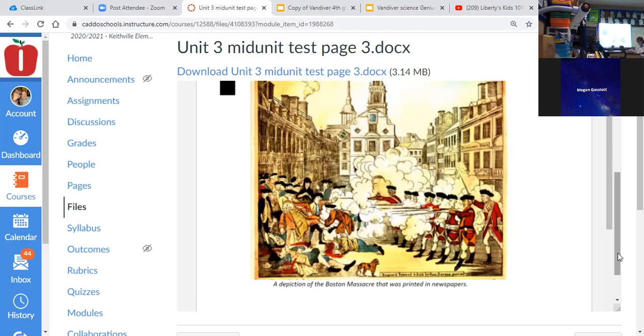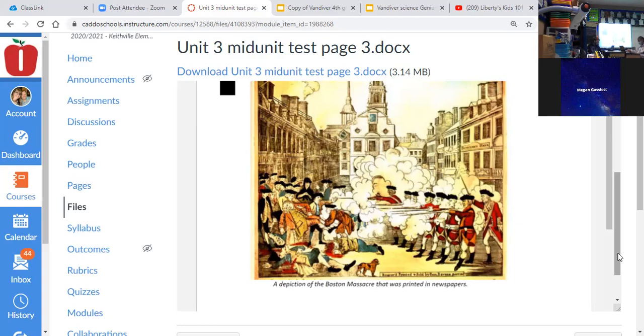Because he wanted to make it look like they were stronger. No, he wanted to turn people against the British. Look at that picture. It looks like the British are just slaughtering the American colonists, doesn't it? So he made it look bad on the British. He made it look like the British were just out to wipe out the colonists. Isn't that what that picture looks like?